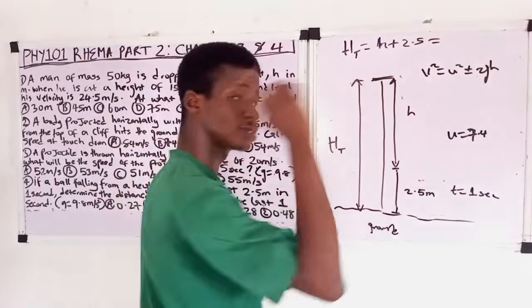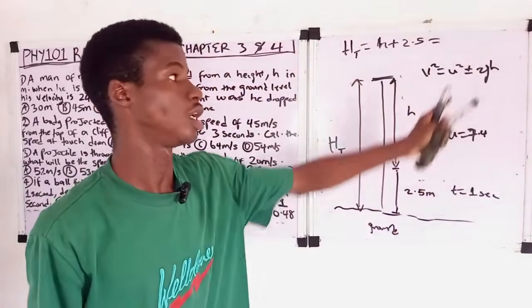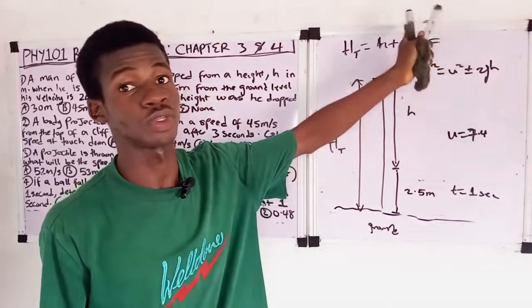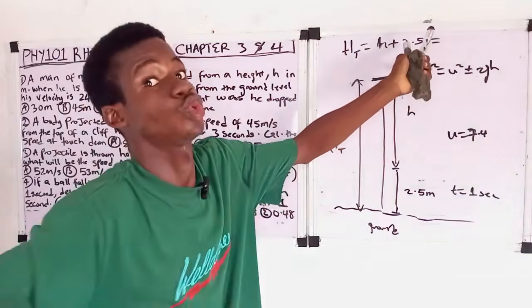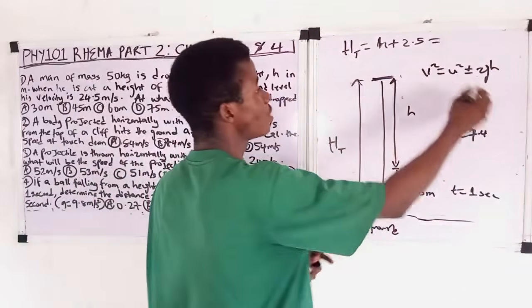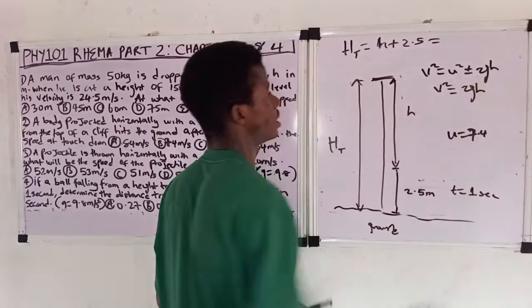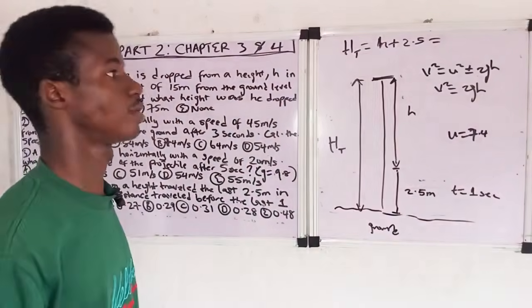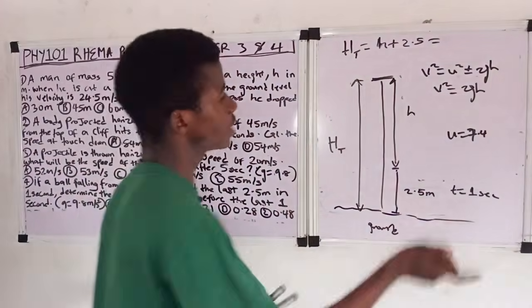Remember, initially the ball was dropped from a particular height. Initially, u will be what? This u will be 0, because the ball was dropped from a height. So we have something like this: v squared is equal to 2gh already, right? Yes. Okay, now let's continue.